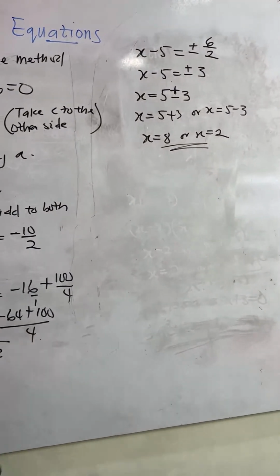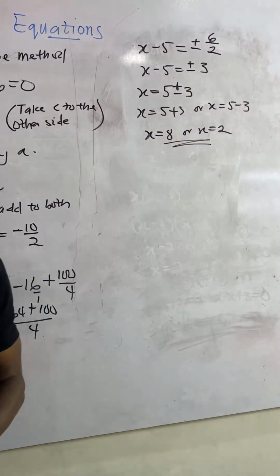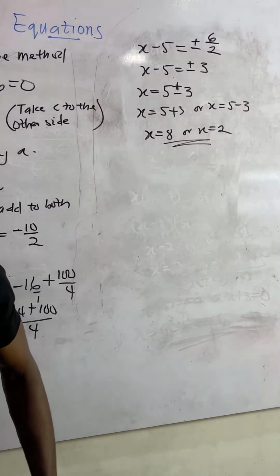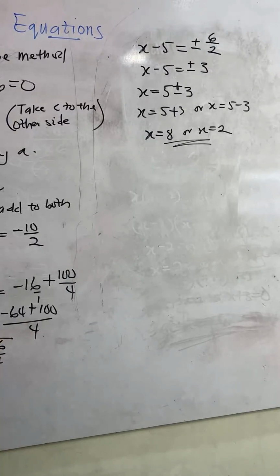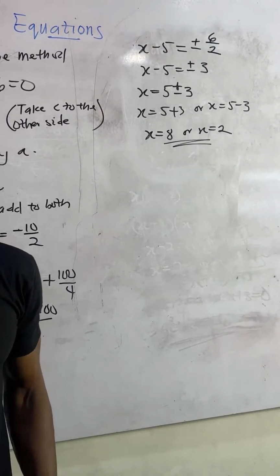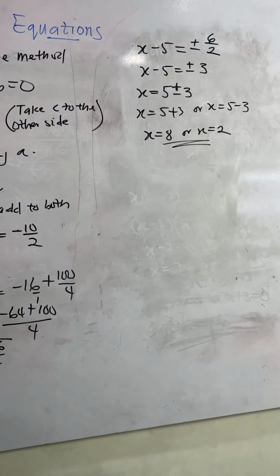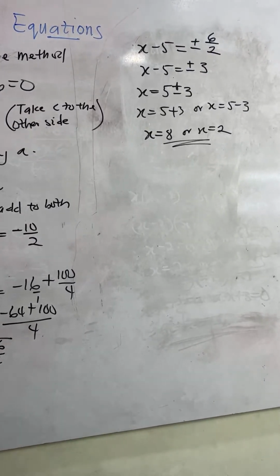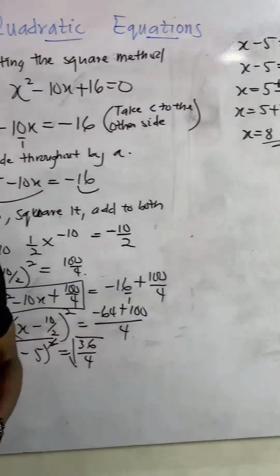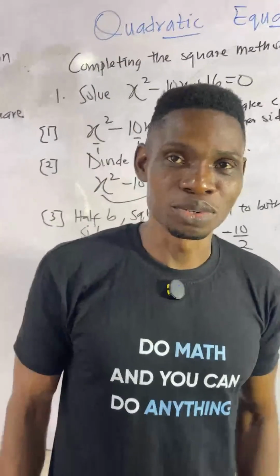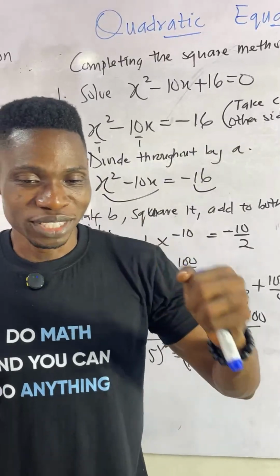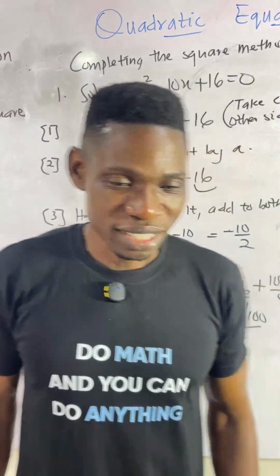Okay, any questions so far before we look at another example on completing the square? Any question? All right, in the absence of questions, let's do another example. If you understand, can you just react to it? Send a like emoji or love emoji to show that you understand.